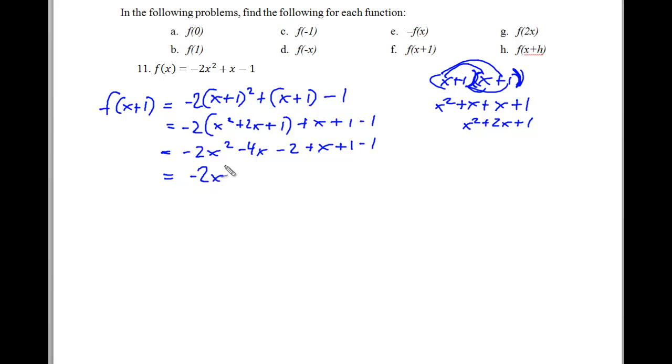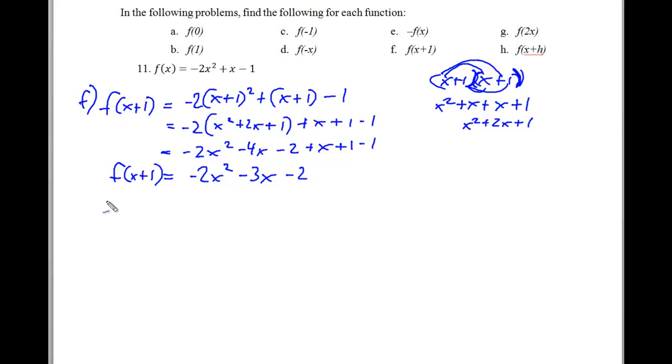There's no other x squared in the problem, so negative 2x squared is your leading term. Then you have negative 4x plus x, this is negative 3x, because it's negative 4 plus 1. And then 2 plus 1 minus 1 is just the minus 2. So that is our answer for letter F, which is our f of x plus 1. Now what we'll do is we'll plug in our 2x, which is a little bit easier. So that was letter F.